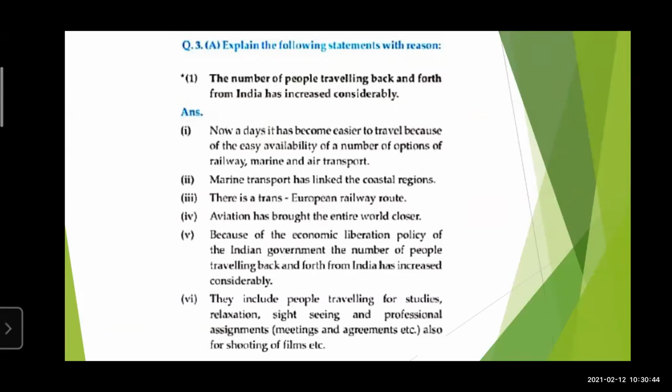Marine transport has linked the coastal regions. Third point, there is a trans-European railway route. Fourth point, aviation has brought the entire world closer. Fifth point, because of the economic liberalization policy of the Indian government, the number of people traveling back and forth from India has increased considerably. They include people traveling for studies, relaxation, sightseeing, professional assignments, meetings and agreements, etc. Also for shooting of films, etc. These are the reasons why the number of people traveling to and from India has increased considerably.